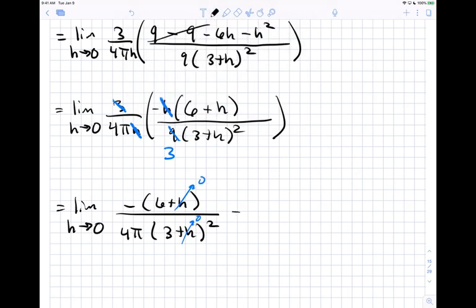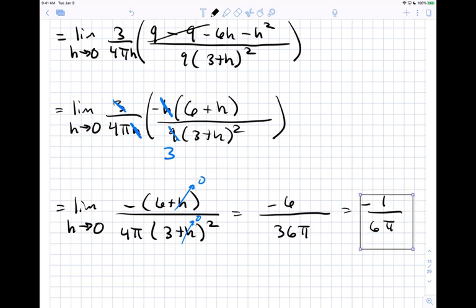This is going to be negative 6 over 3 squared is 9 times 4, 36 pi, which becomes negative 1 over 6 pi. Let me see, this is what I got when I did it. So I found that mistake. I knew I was missing something. Okay, I just want to kind of glance at theirs.